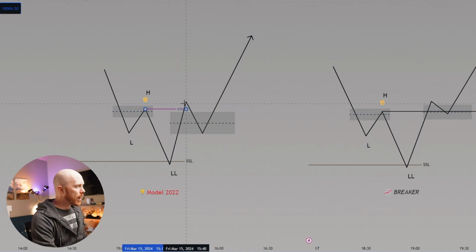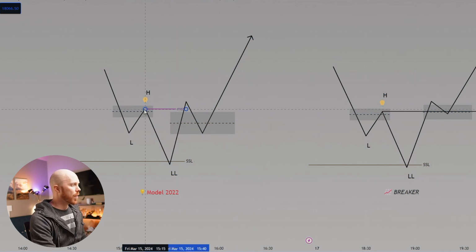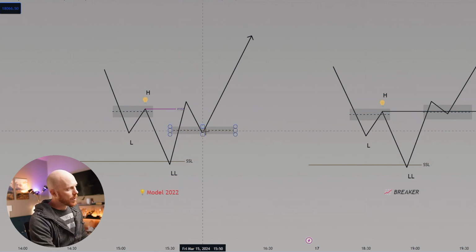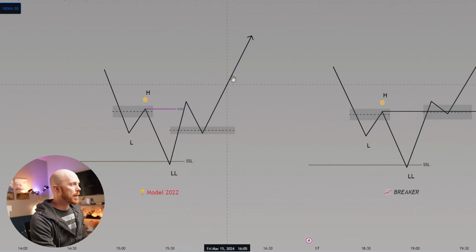So once we break that, I then identify two things. I'm looking for this high, which obviously is the market structure shift, and I'm looking for a fair value gap in this leg. Just to clean this up a little bit, I'm looking for a fair value gap from this low to this high. I'm looking for a fair value gap for price to retrace into, and that is the model 22 ICT teaches, and I'll look for that re-entry on that fair value gap for a move higher.